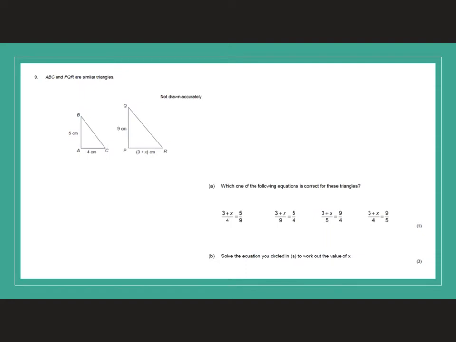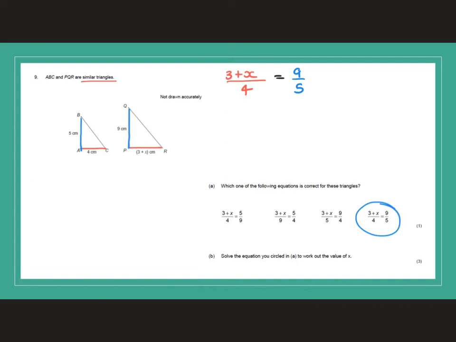Question 9, similar triangles. Always look for these key words in questions. Now, which of the following equations is correct for these triangles? So, they all seem to have a 3 plus x in the numerator, so let's link up the matching sides. 3 plus x is going to match up with 4, so we can write 3 plus x over 4. And if we then match up the other sides, it's 9 matching with 5, and they're in the same ratio like that. So the correct answer is this one over here.